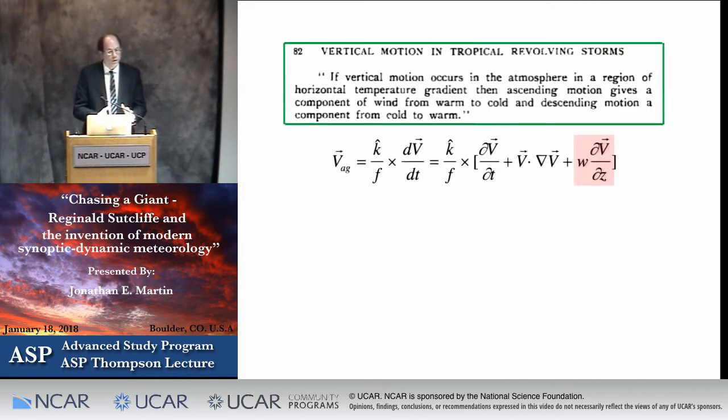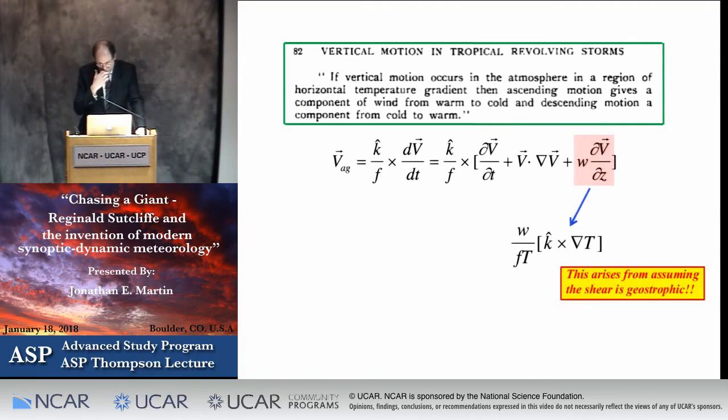The ageostrophic wind is the vertical cross product of the acceleration vector. And you can expand the acceleration vector, the Lagrangian derivative, into a partial derivative, horizontal advective, and a vertical advective derivative. Durst and Sutcliffe attacked the vertical advective derivative in their analysis. So W times dV/dz. That can be rewritten, if you use the height coordinate form of the thermal wind equation, as W over f divided by T, what a mess, times k cross del T. And that arises if you assume the shear is geostrophic.